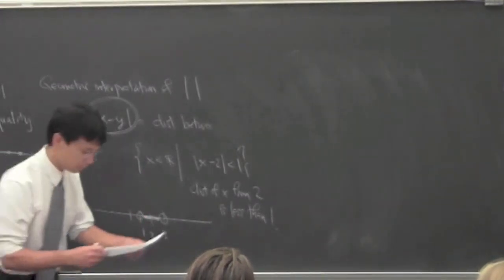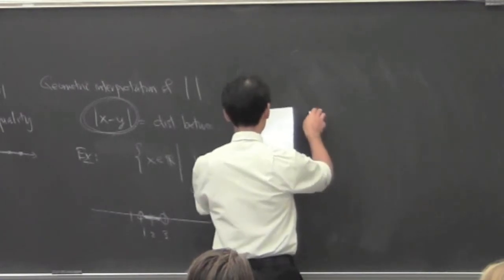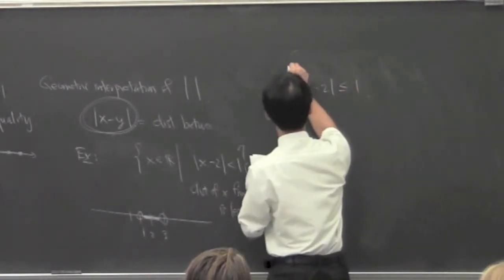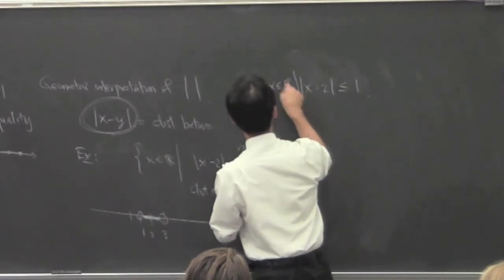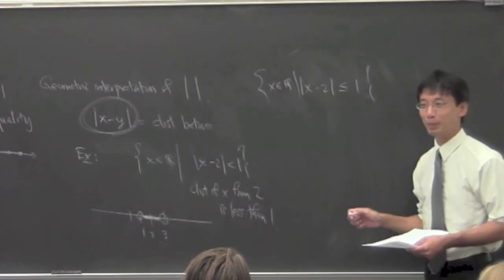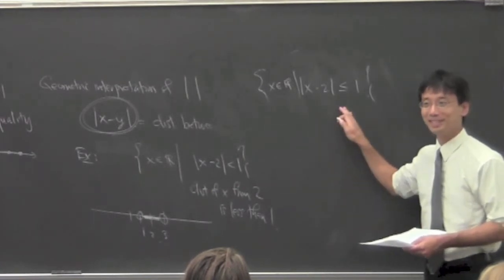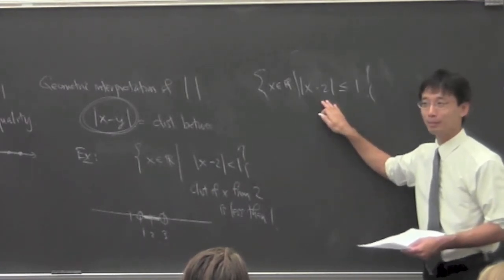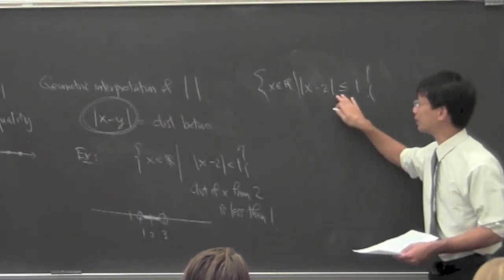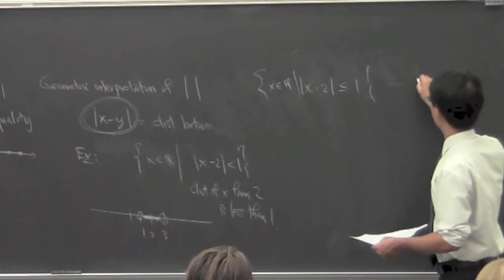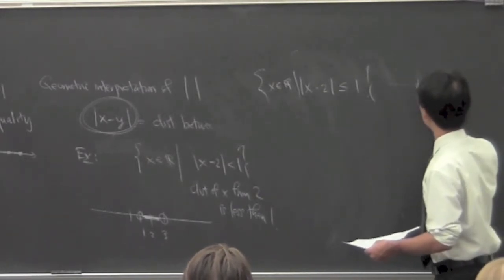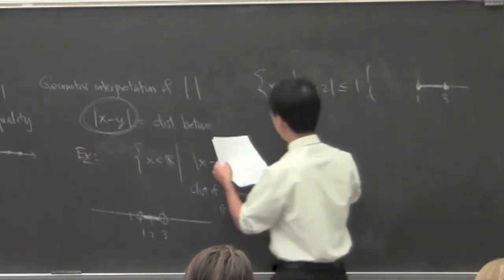Let me give you another one. I've already ruined it. If I have something like this, then I already told you, but what is this? You just include the endpoints. The distance could be less than or equal to 1, so this would be from 1 to 3 inclusive, right?